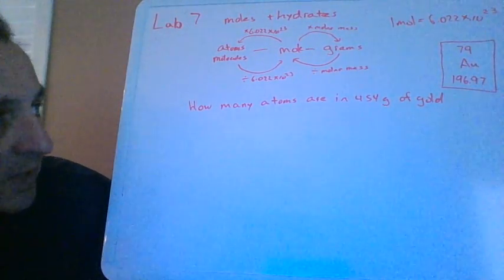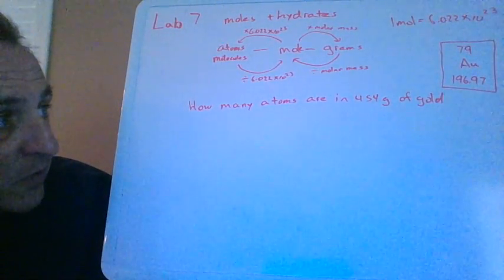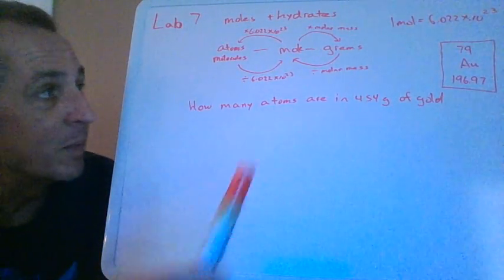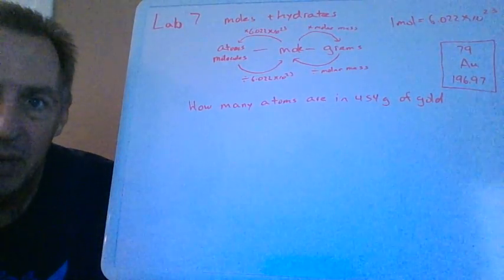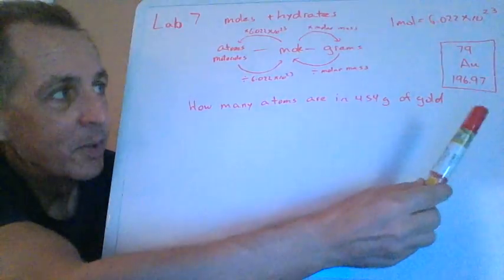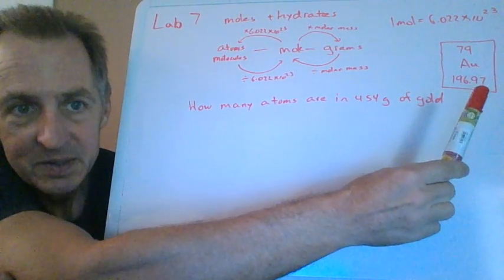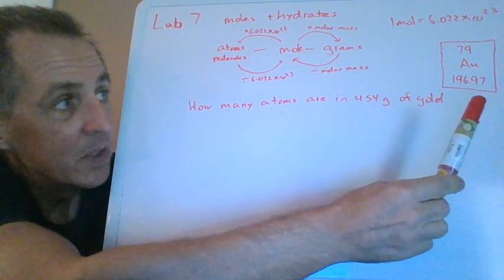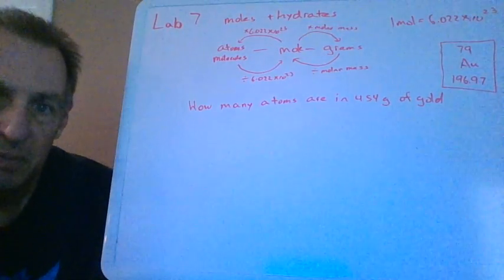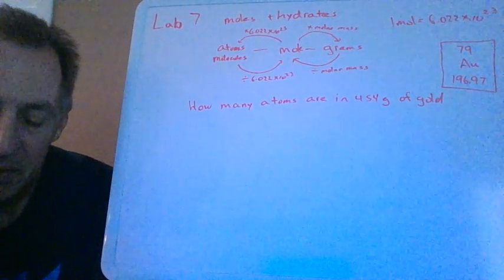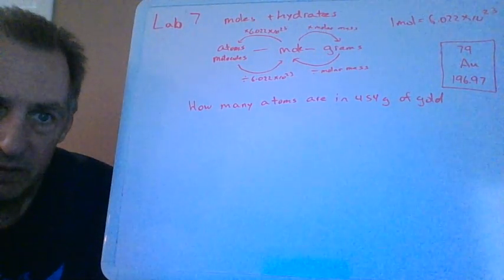So if we have a problem like this, how many atoms are in 454 grams of gold? From our mole map, we see to go from grams to moles, we divide by the molar mass. We get that from our periodic table. So here's what gold looks like. Its symbol is Au, its element number is 79, and below it is its molar mass, right? So that's how many grams 1 mole of gold weighs.